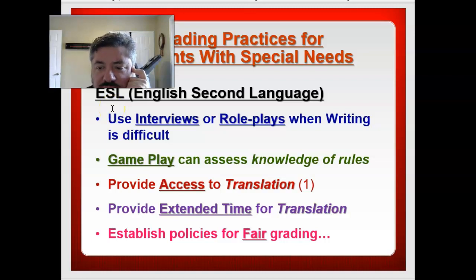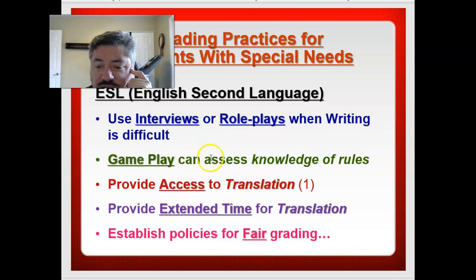They might be able to start to speak the language, but writing may become difficult. So if this is what's going on, you can use interviews or question and answer between the teacher and the student. They might be able to verbalize it even though they can't write it. Or you can do some role plays to have them act out what's going on to show you that they understand. You could use this to substitute for a writing activity.